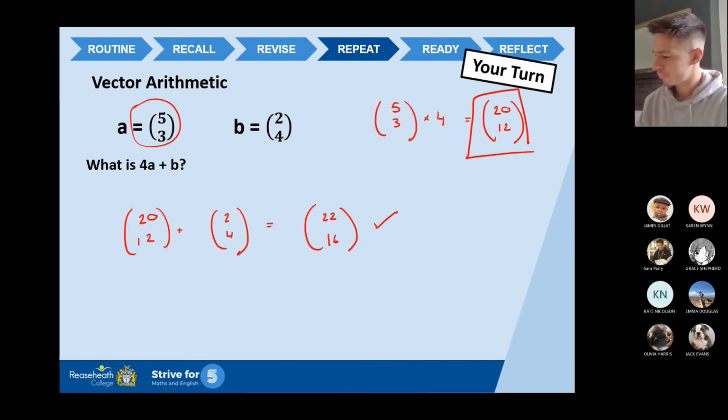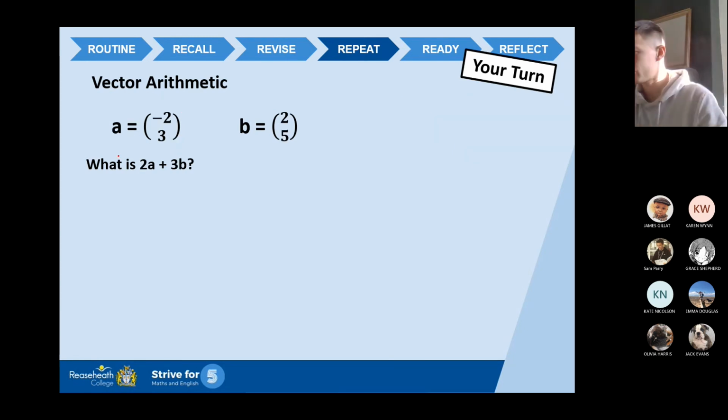For the second one, 2a plus 3b. With a, I need to times it by 2. And with b, I need to times it by 3. So let's just do that down here. So 2a: minus 2 times 2 is minus 4, 3 times 2 is 6. Okay, that's that one done. b, I'm timesing it by 3, aren't I? So 2 times 3 is 6. 5 times 3 is 15.